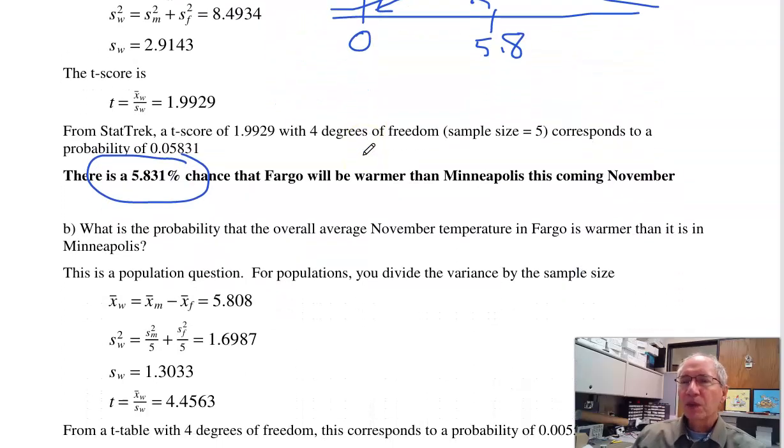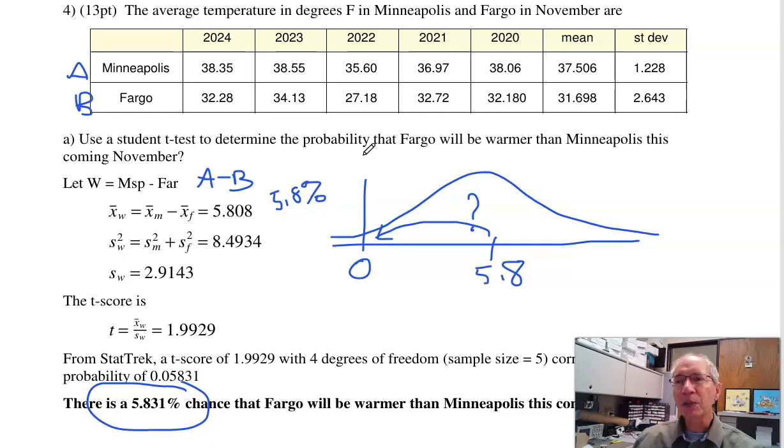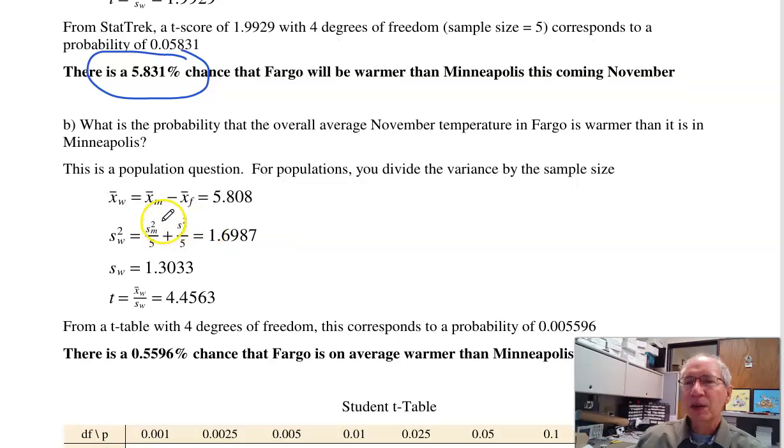Problem B. From this data, what's the chance that actually Fargo is warmer than Minneapolis? Now, if you live up here, that's not really likely. Basically, 0% chance. But if I only had 5 data points, I can't be 100% certain. The way you do that is the same as before, but for populations, I divide the variance by the sample size. So now I have a sample size of 5. Divide Minneapolis' variance by 5, Fargo's variance by 5, take the square root. There's the standard deviation for the population. The t-score for the population is 4.45.